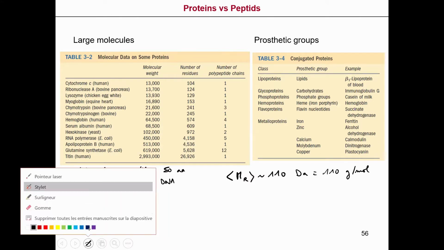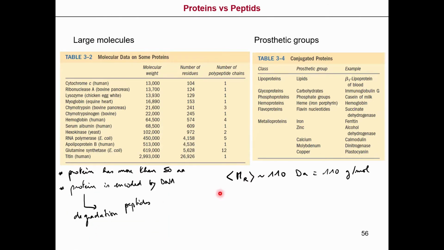So here you have some proteins with their molecular weights, the number of residues, and also the number of polypeptide chains. We will see that after. We will study myoglobin and cytochrome C in the last lecture.